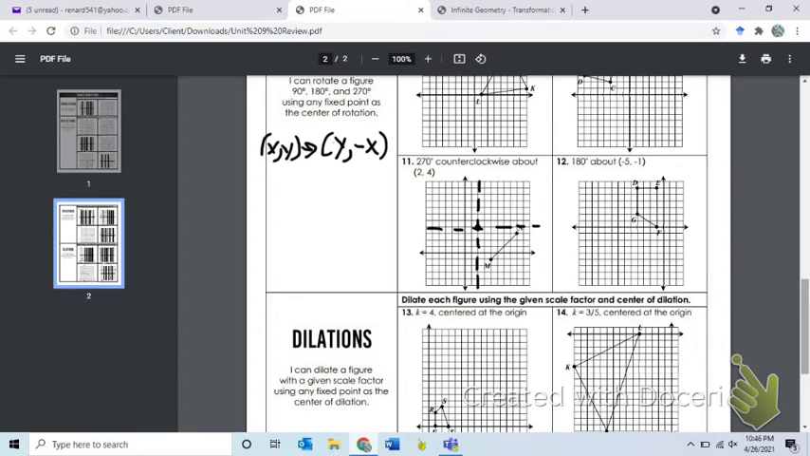So number 11, 270 degrees counterclockwise. So counterclockwise, (x, y) goes to (y, -x). So notice here, though, that we're not doing it about the origin. Instead, we're doing it about the point (2, 4). This is where we set up our little phantom graph. So now what we do is we treat that phantom point, that (2, 4) point, as (0, 0). And we say, if that was (0, 0), what would N and M be?